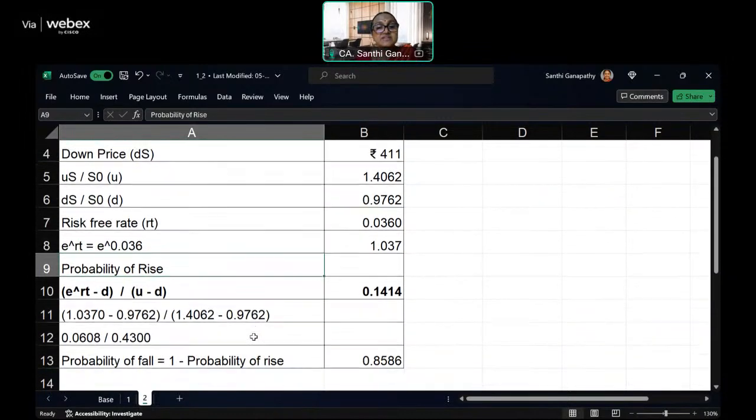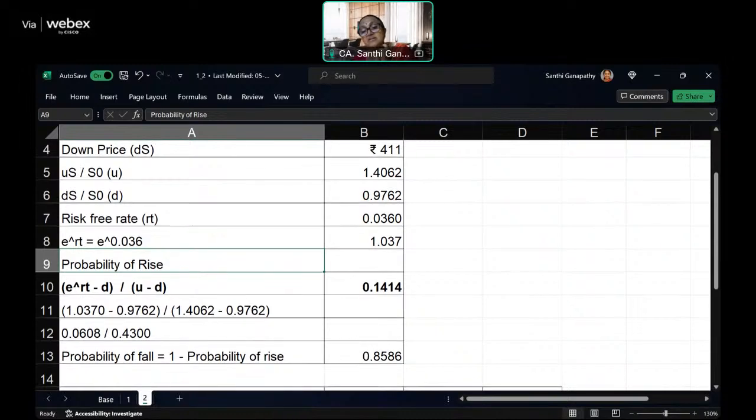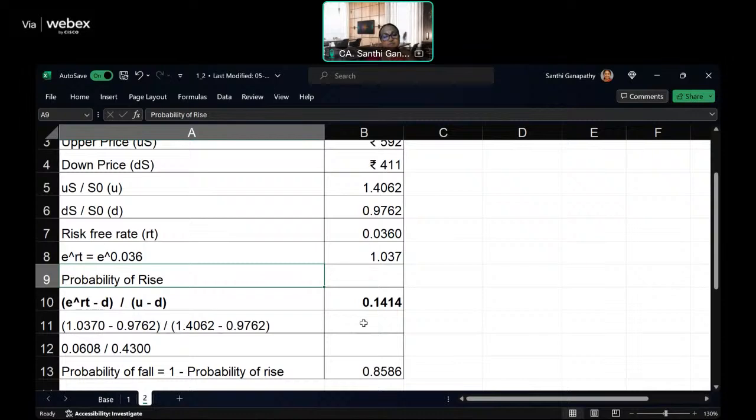So once we have this, we can find the probability of fall. 1 minus the probability of rise is the probability of fall.